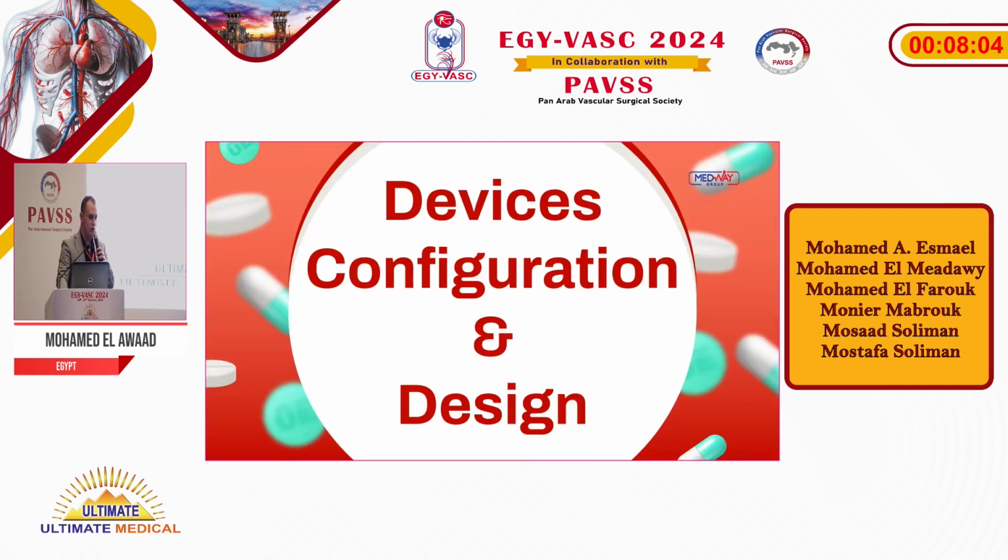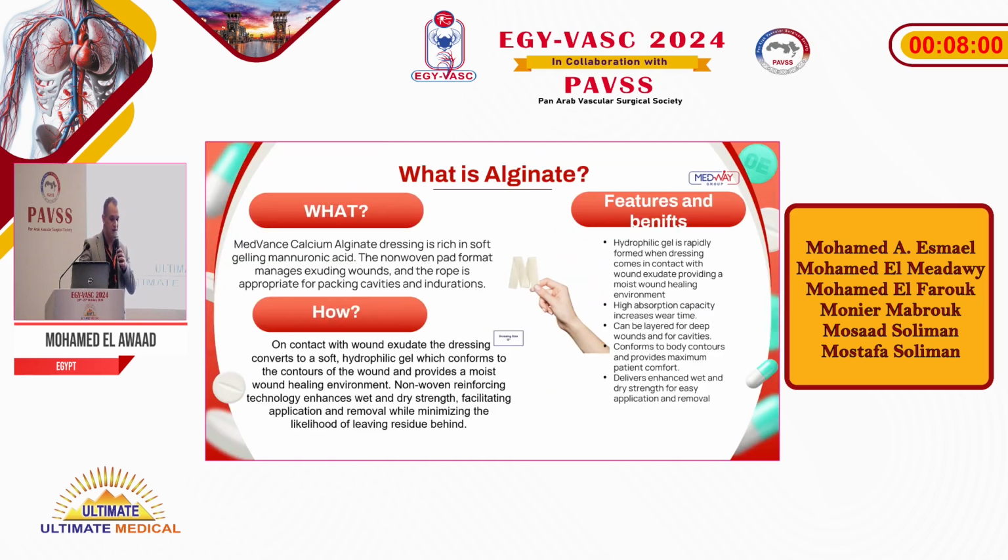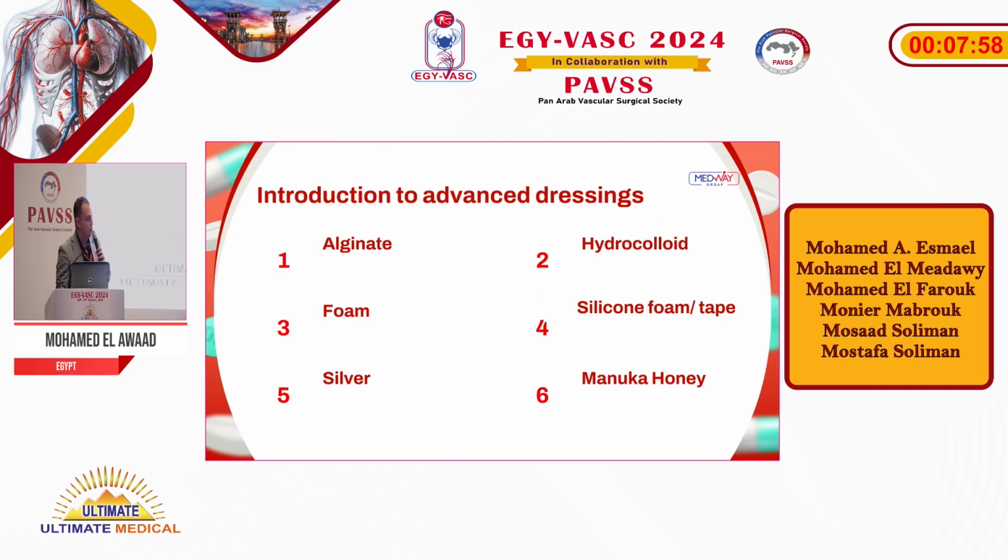The part we will be talking about is the advanced dressings in different types. We could be talking about alginate dressings, foam dressings, hydrocolloids, silver dressings, silicone foam, and manuka honey dressings. Each one of those dressings has a specific reason, has a specific indication. It's something that we use for a certain type of wound. We could go through them in a very quick manner, or we could take 3 hours talking about them.